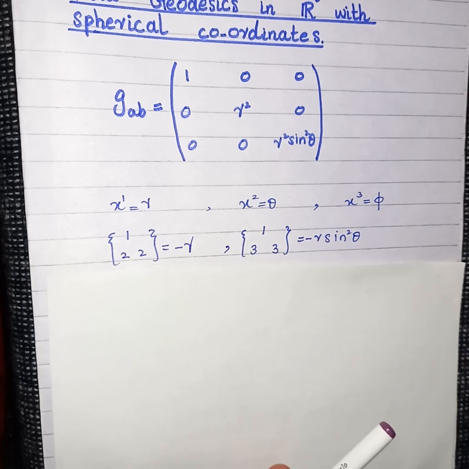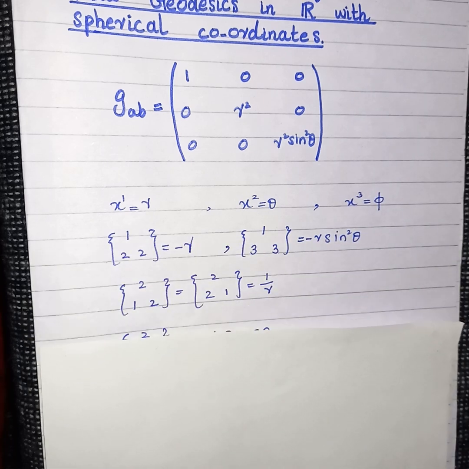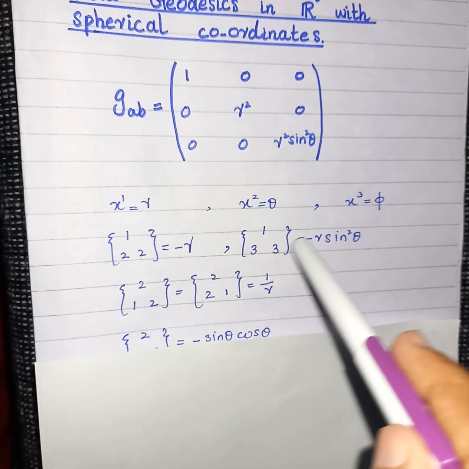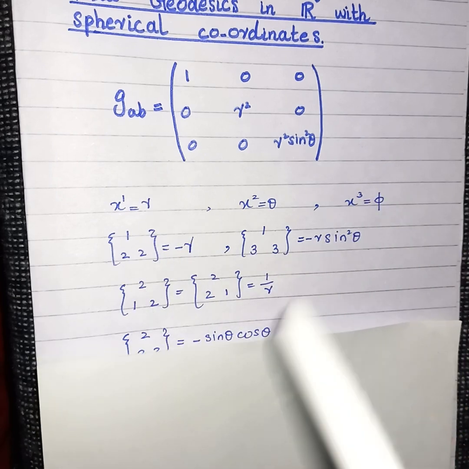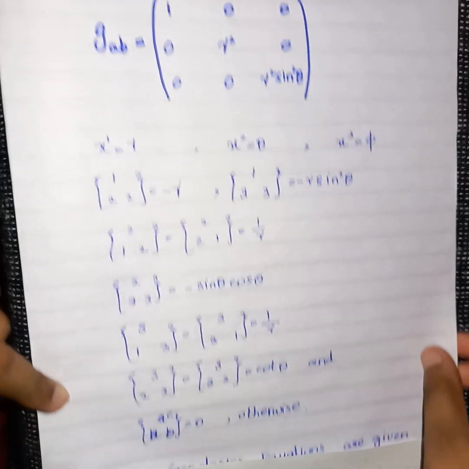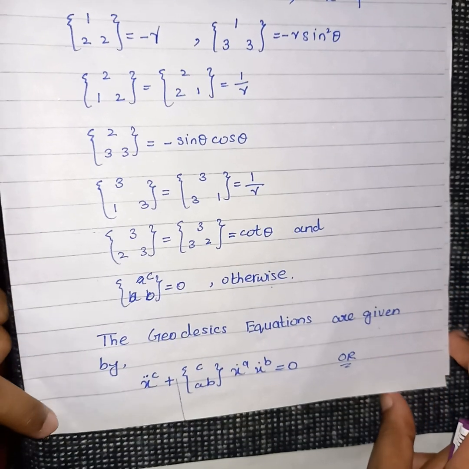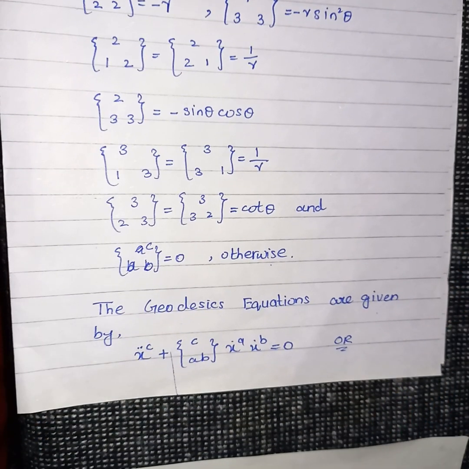Okay, now students, we know that if we find the Christoffel symbols for the given metric tensor, then these are equal to this one. All these values are actually the non-zero Christoffel symbols, and all the other values of the Christoffel symbols will be 0 and they will vanish.